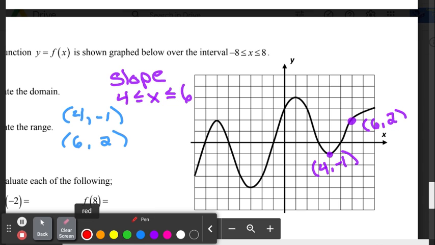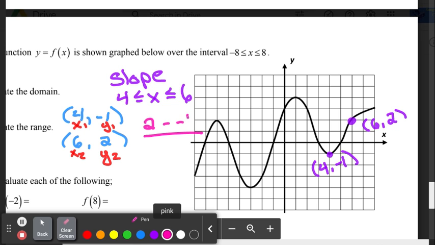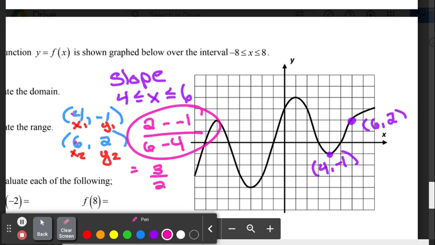And I'm going to label them x1, y1, and x2, y2. And our formula is y2 minus y1 over x2 minus x1. So on the top of our fraction, we subtract our y's, 2 minus -1, oh, 2 negatives, and then subtract our x's, 6 minus 4. Put that into your calculator, and you should get 3 over 2.